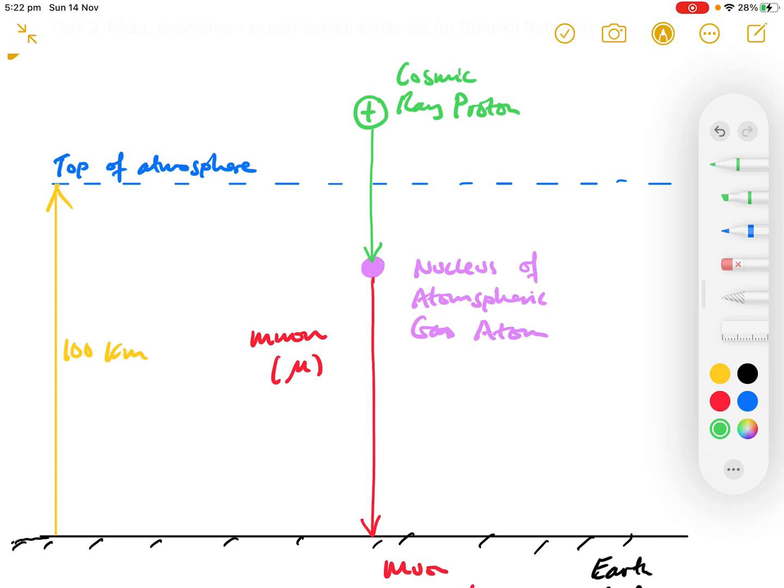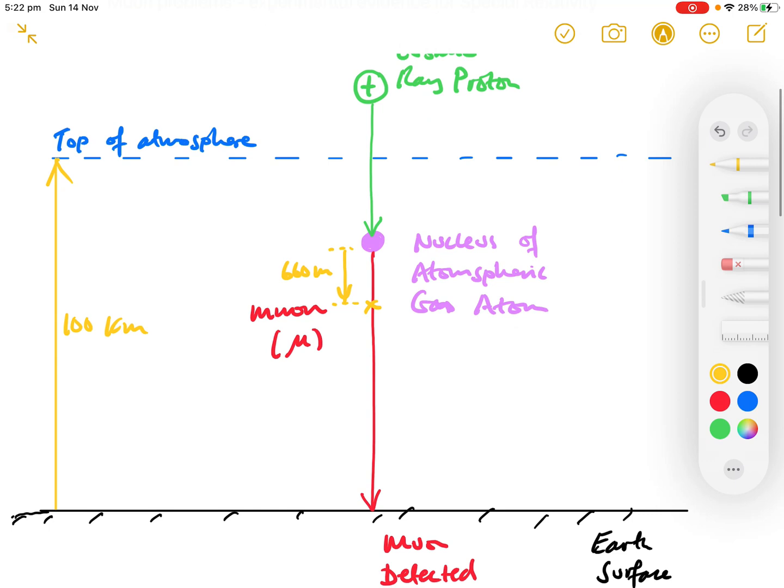Now, the thing is, if we go back to our diagram, that 660 meters is probably only going to take the muon to maybe about there, right? I'm kind of exaggerating that in this diagram, to be honest. Okay, it's nowhere near the Earth's surface, that's the key thing. So the problem then is, if that's what the muon thinks it's travelled, what's going on?